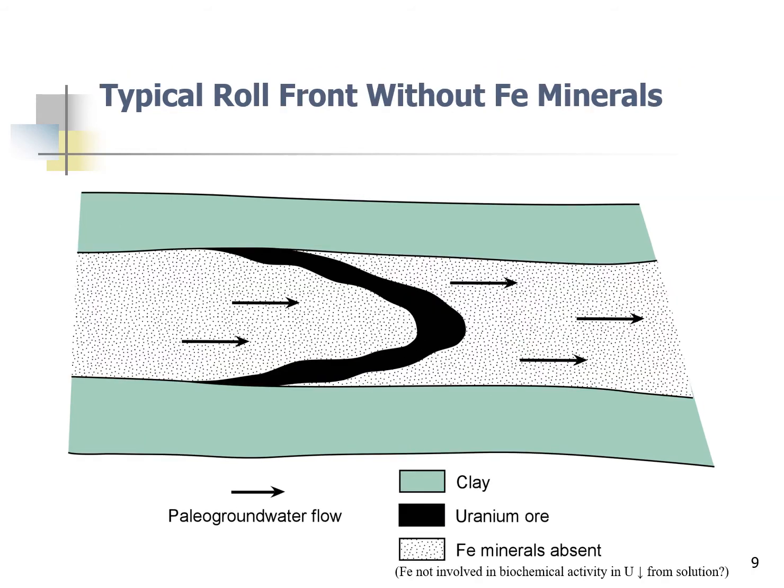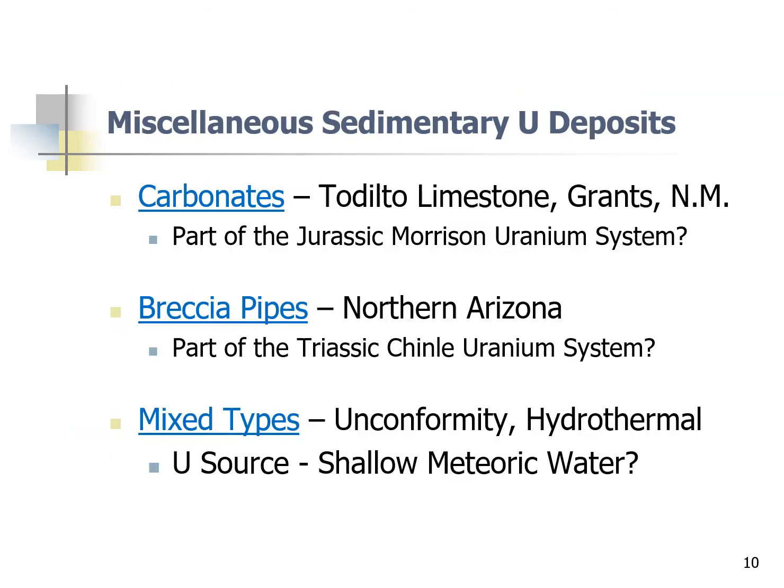Another example of a roll front deposit that's been modified is when you have leaching or bleaching of the sandstone, and you have the iron minerals removed by groundwater that is reducing in nature and slightly acidic. And you can end up with deposits where the uranium is still in the roll front, but the iron minerals have been removed. And again, the iron minerals are not a guide to this roll front type deposit.